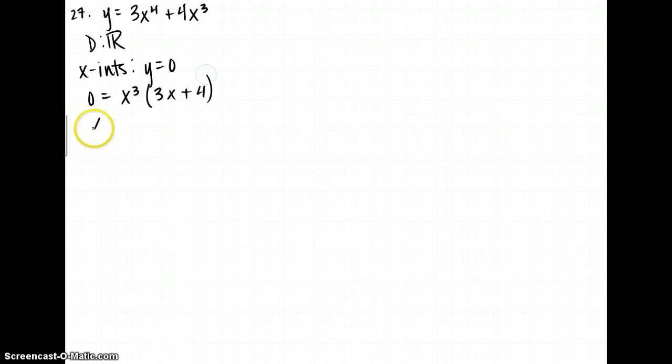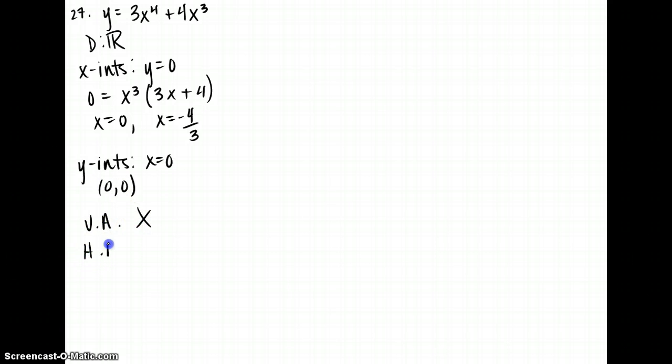Domain, it's a polynomial, all real numbers, no restrictions. X-intercepts, set y equal to 0. Factoring out an x cubed, 3x plus 4, 0 and -4/3. Y-intercepts, set x equal to 0. So 0, 0 will be a y-intercept. No vertical asymptotes. No horizontal asymptotes. So just looking at that information, y-intercept and x-intercept here, if we make these -1 because I know what the graph looks like.